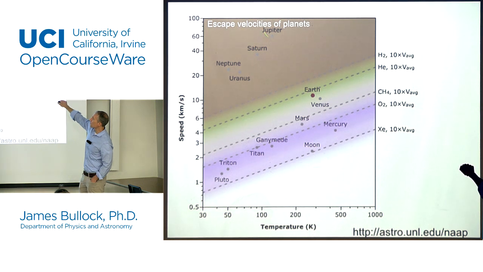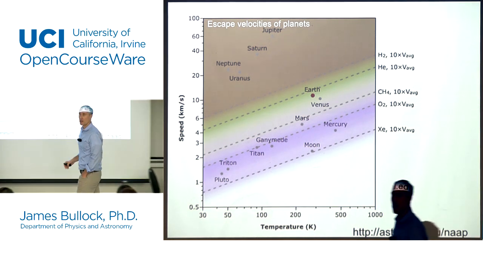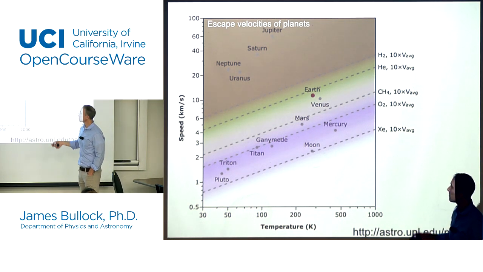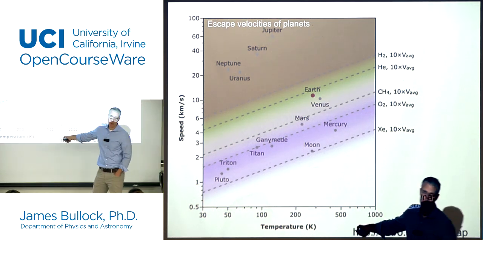Jupiter is much more massive than the Earth. In order to escape Jupiter, you have to be moving 70 kilometers a second. So the more massive your planet is, the higher your escape speed. So that's on the y-axis. The x-axis is the temperature of those planets.